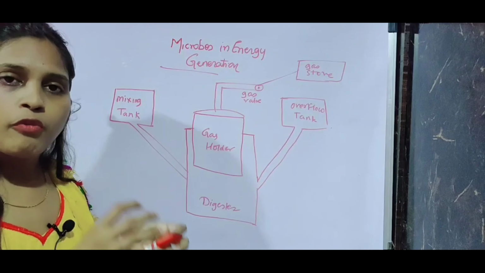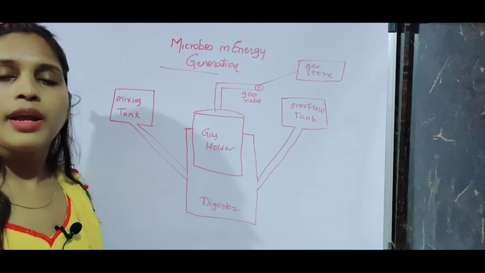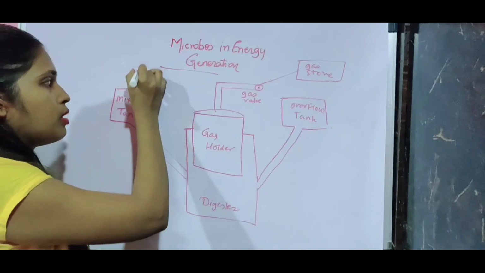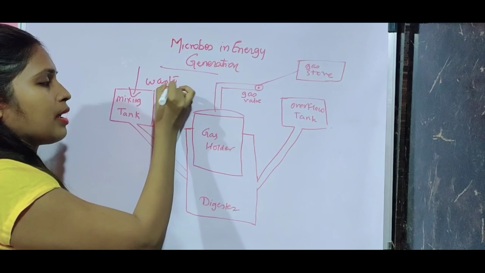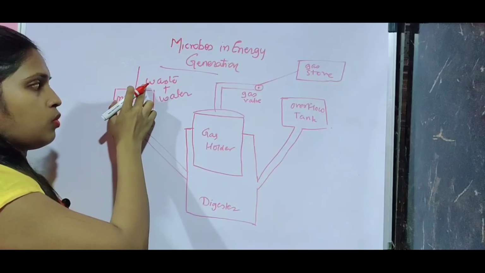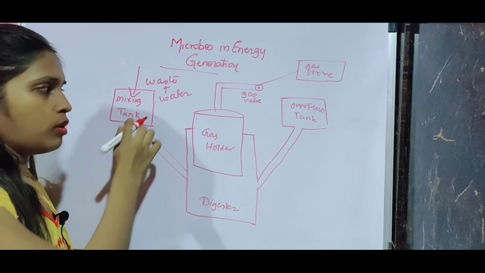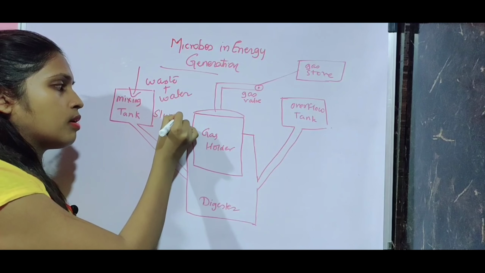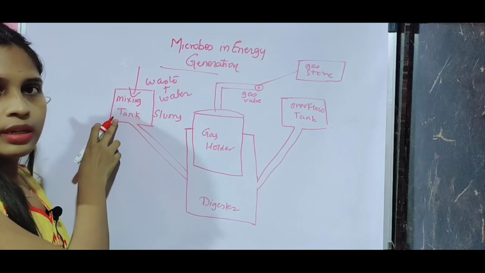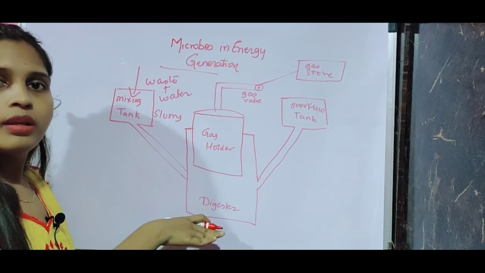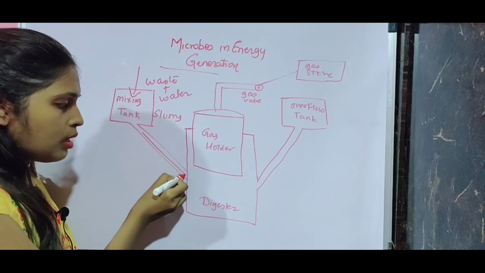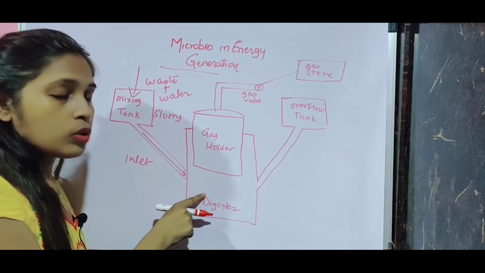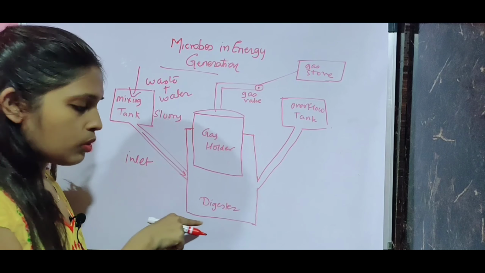Now the first is the mixing tank. Whatever waste we are giving, the domestic waste, the cattle waste or the cow dung, all the waste is poured in the mixing tank along with water. So in the mixing tank there will be waste along with water, and that particular thing which is forming is called a slurry. Once the slurry is ready, it is given to the digester inside the ground via an inlet chamber. So the slurry is given to the large tank inside the ground called the digester.